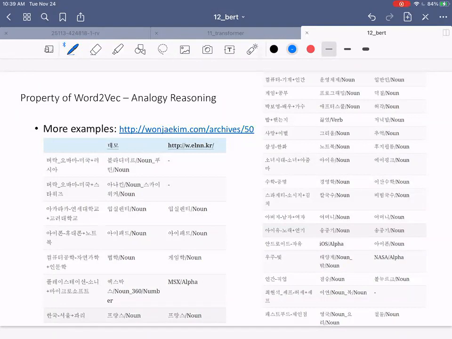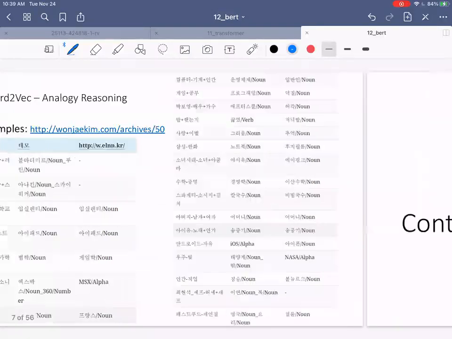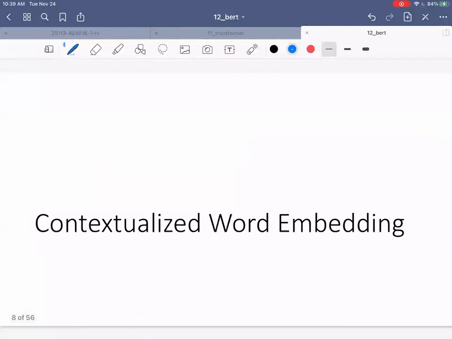So even if you had pre-trained word2vec vectors and then tried to plug them into translation models or classification models or whatever, it didn't give you a dramatic increase in performance. So then came contextualized word embedding.